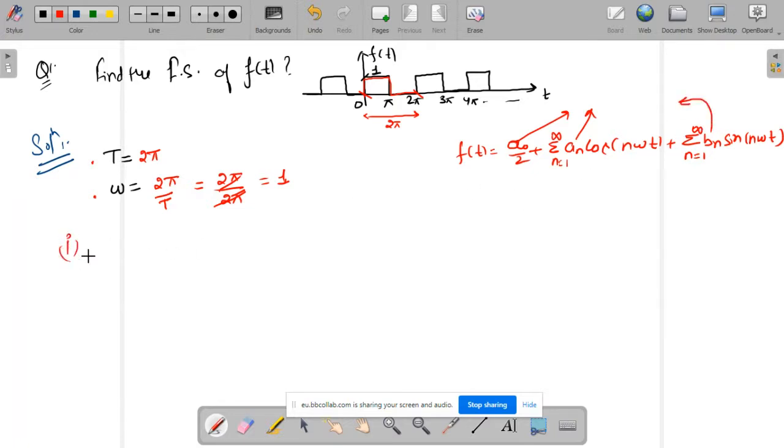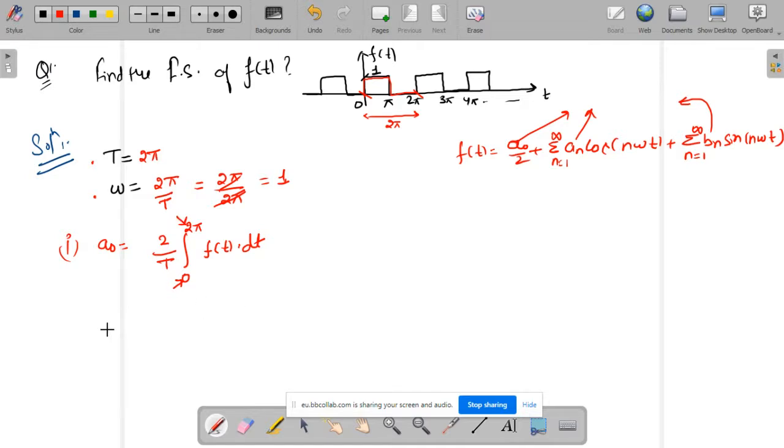So first one is a naught. What is the a naught formula? You know the formula: 2 divided by T, integral from the starting point of the cycle, which is 0, to the end point of the cycle, which is 2 pi, of the function f(t) dt. Remember this. This is the starting point of the cycle and this is the end point of the cycle. Remember this one.